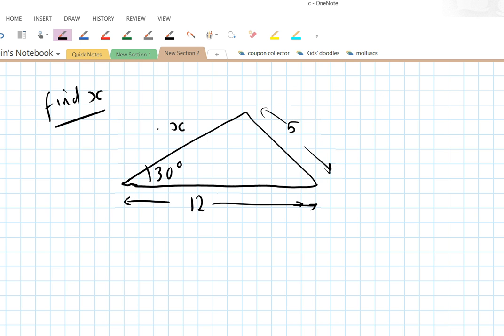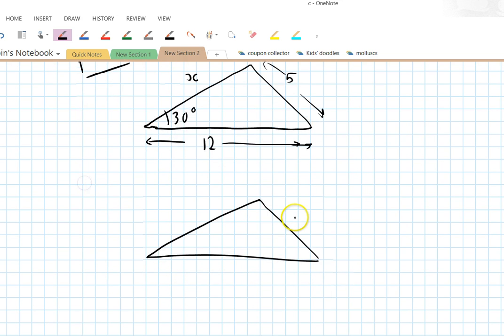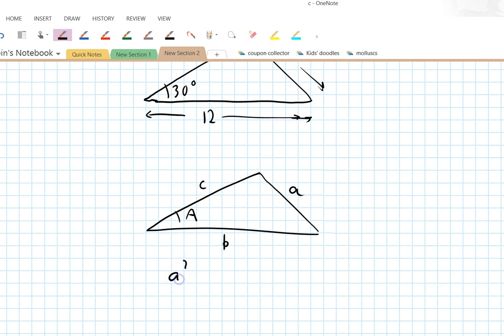So what I'm going to do is use the cosine rule for this, and we're halfway there, because all I've got to do is write it out in a slightly different format. That's A, that's B, that's C, and that's angle A in there. And we'll write the cosine rule out: A squared equals B squared plus C squared minus 2BC times cos A.